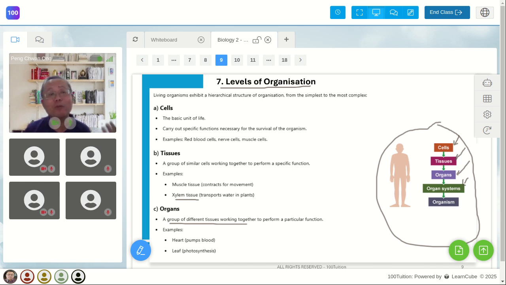The one that we're most familiar with is ourselves, the human. We have different organ systems: our brain, our nervous system, our digestive system, our excretory system, and so on. All of these come together and work together. That's why we have the human as a living organism.